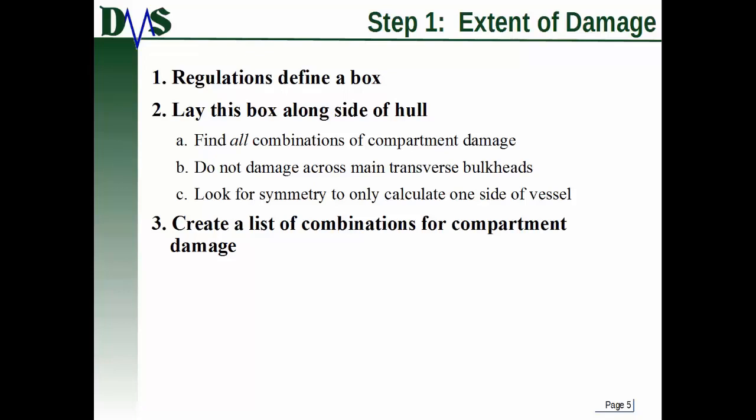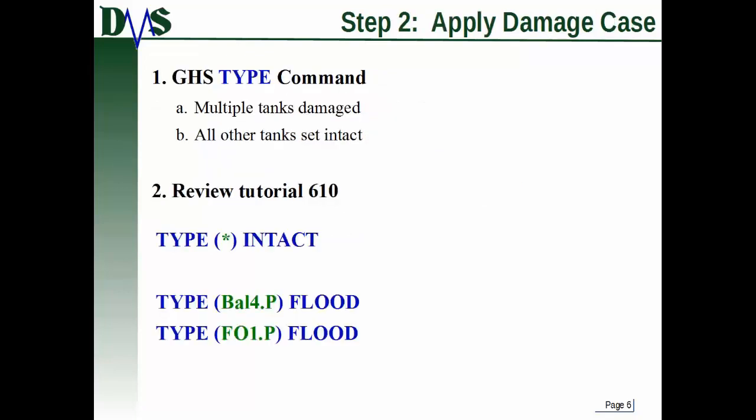Once you've done that, you go through your vessel and create a list of combinations for compartment damage. These are all the possible combinations, and each combination is what we would call a damage case. So you'll have a list of compartments that are damaged in each damage case, and this could be a pretty extensive list depending on the complexity of your vessel. Once you have that, we go into step 2.